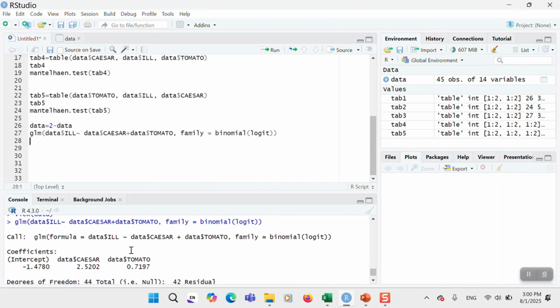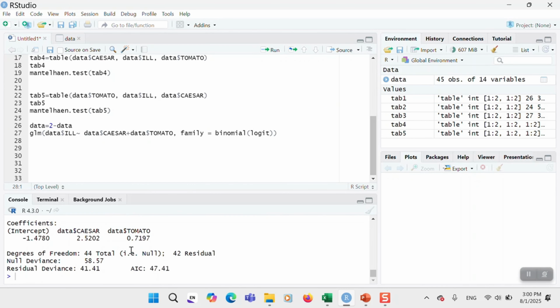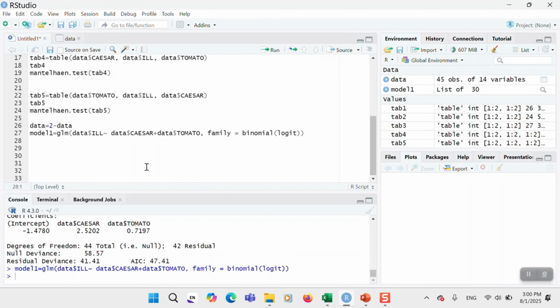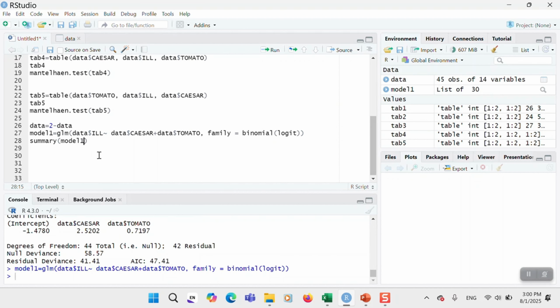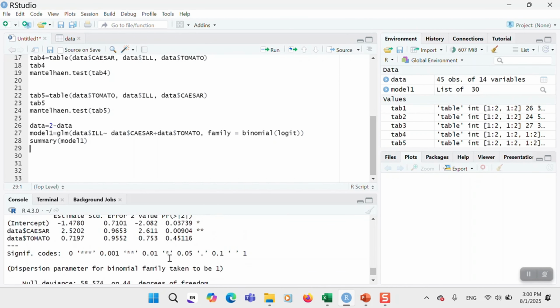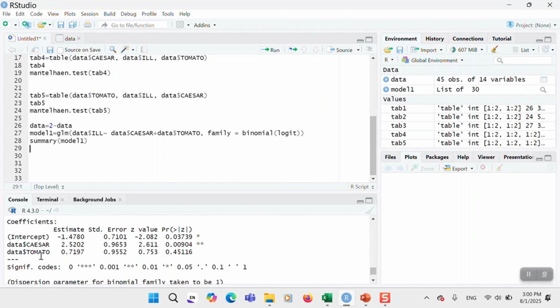And here are the results of the logistic regression. In order to see the results, let's store it in a variable, for example model 1, run it, and then take a summary of model 1. Okay, so here, as you can see, the tomato drops out. This supports our earlier conclusion using the Mantel-Haenszel that the tomato salad was a confounder. So you can see using logistic regression is much easier, especially when you have multiple confounders, right? You can easily add the confounders here.